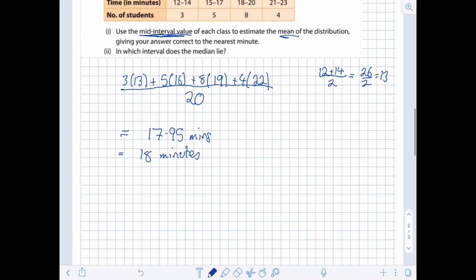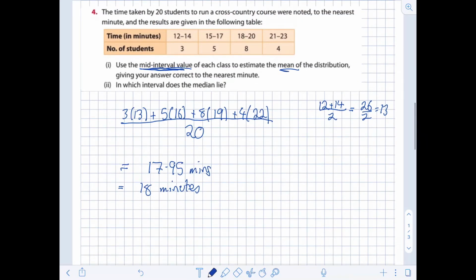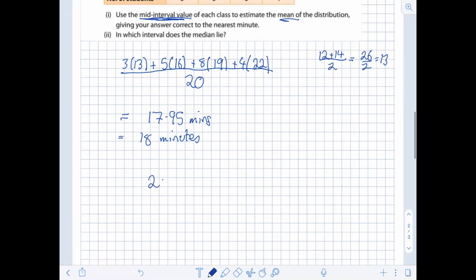Next thing, in which interval does the median lie? Right, so we know that we have 20 students. So the median will be at 20 plus 1 all over 2. So it's halfway between the first student and the 20th student. So we add them together and we divide by 2 to find the halfway one. So it's going to be 21 over 2, which is equal to 10.5.